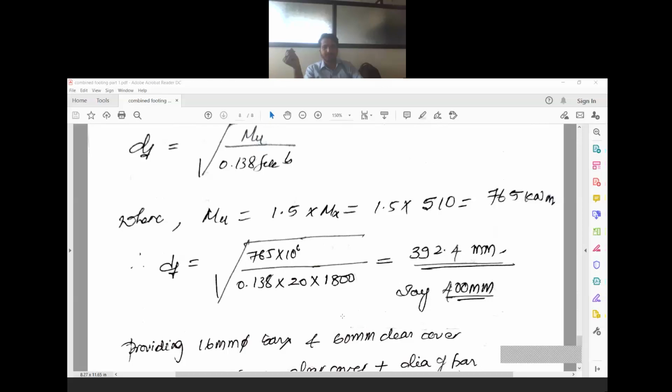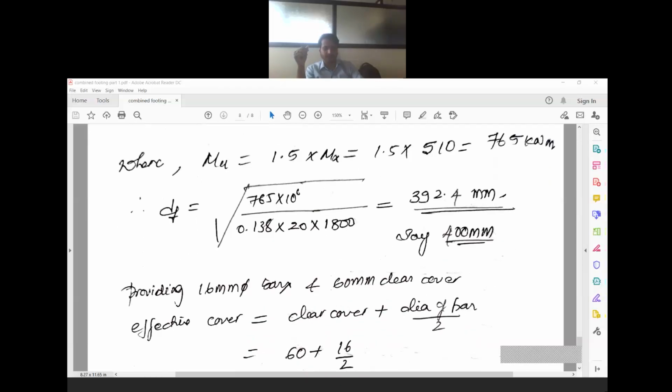So I will substitute that value 765 into 10 power 6 divided by 0.138 into 20. 20 is fck, M20, as given in the question. b is the width of the foundation, 1800. When I substitute that, I will get the answer as 392.4 mm. I will just consider that value as 400 mm.